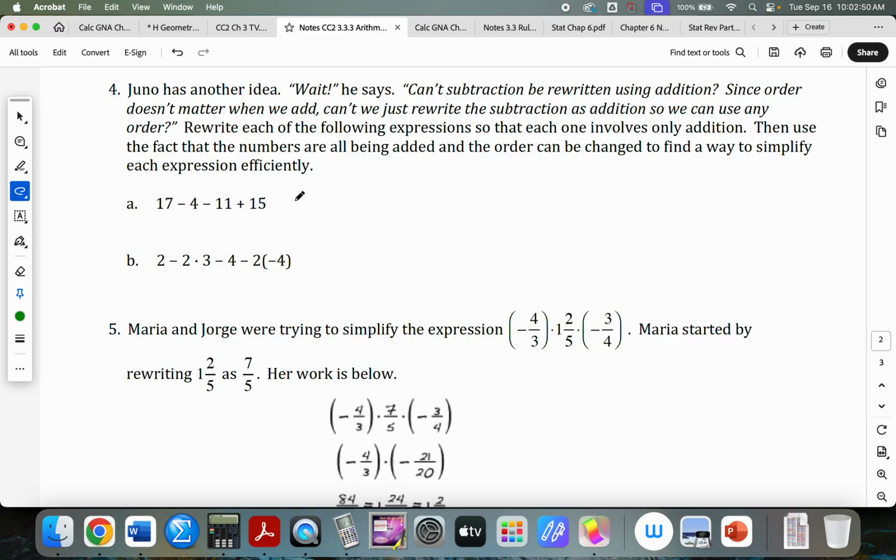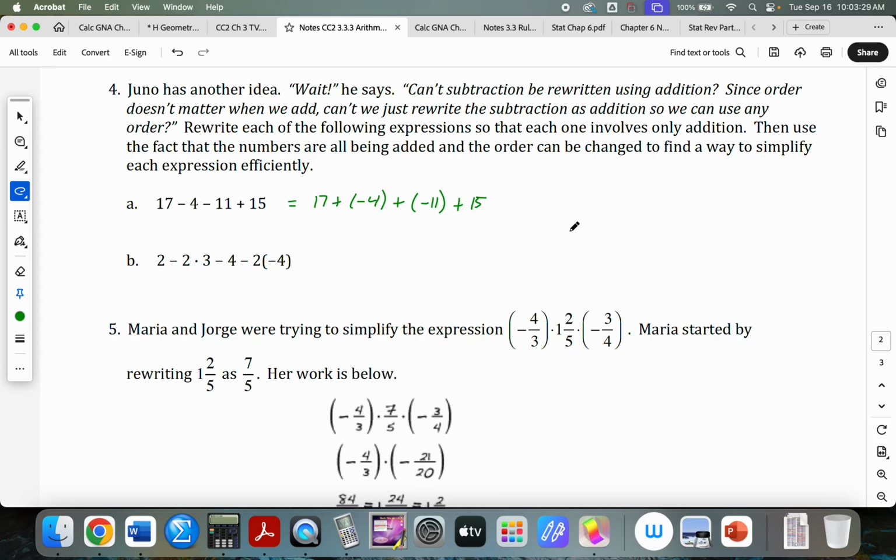So on this one, this would be the same thing as 17 plus negative 4 plus negative 11 plus 15. What would be an efficient way to do this? Yes? 17 plus 15 plus negative 4 plus negative 11.